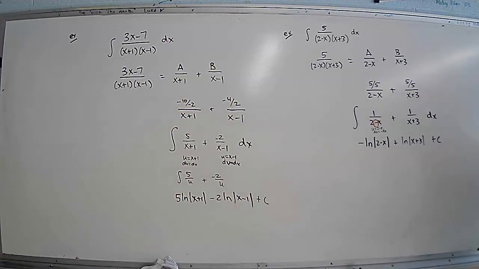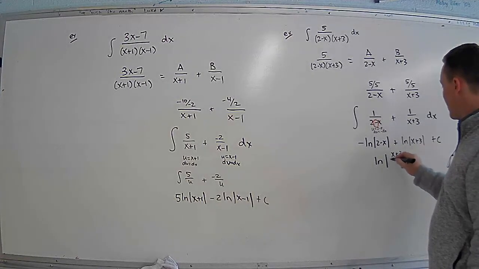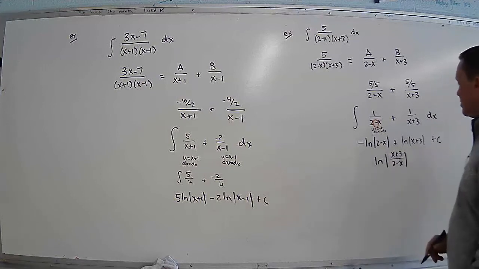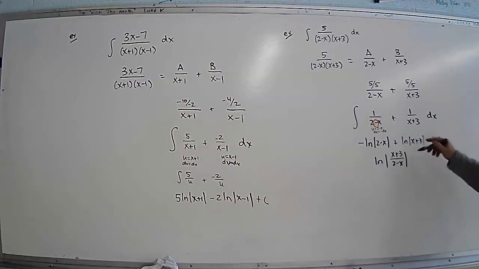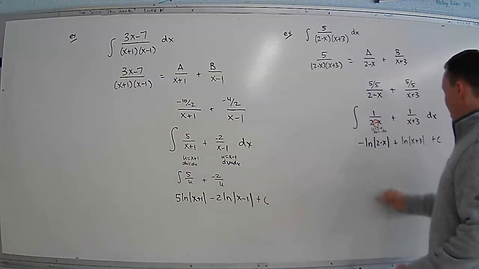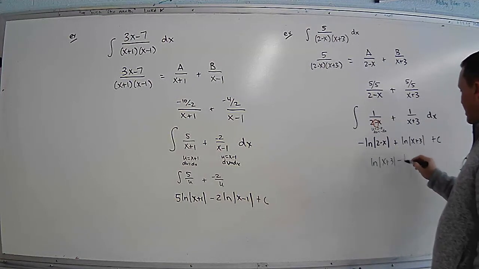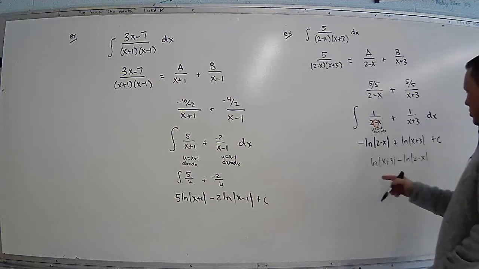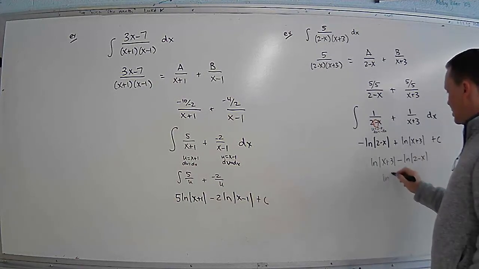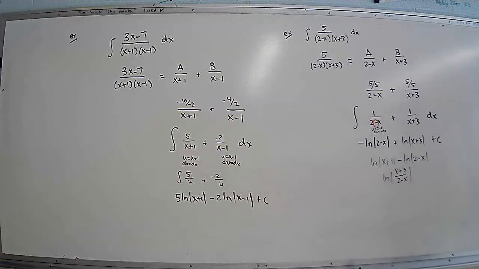Plus C. Just FYI, you can combine these using the properties of logarithms as the natural log of x plus 3 over 2 minus x. Let me show you the intermediate step that I skipped in my head: natural log of x plus 3 minus natural log of 2 minus x. When you have two logs being subtracted, that's the same thing as the log of the quotient. Plus C, and we're good to go.